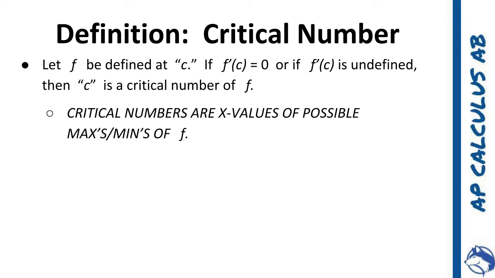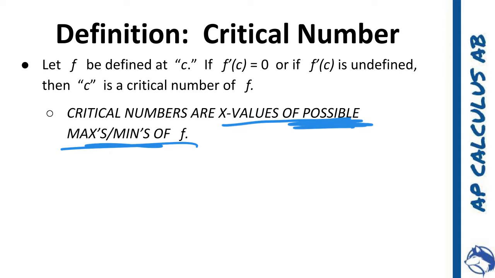All right, so now we're going to talk about critical numbers. If f is defined at c, and if f prime of c is equal to 0, or f prime of c is undefined, then c is a critical number of f. So critical numbers are x values of possible maxes and mins.